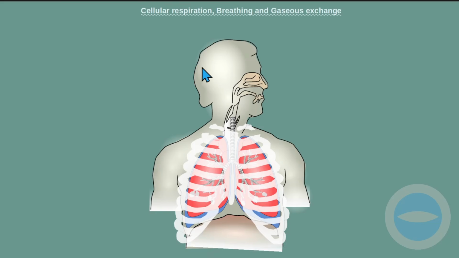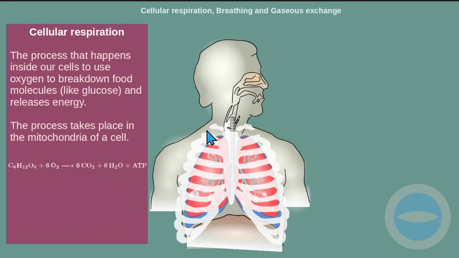First of all, we'll be looking at the difference between cellular respiration, breathing, and gas exchange. Let me start with cellular respiration. Cellular respiration is the process that happens inside our cells that uses oxygen to break down food molecules like glucose and releases energy. It is the process that produces energy in our body, the energy that we use to walk and to do anything that we do.